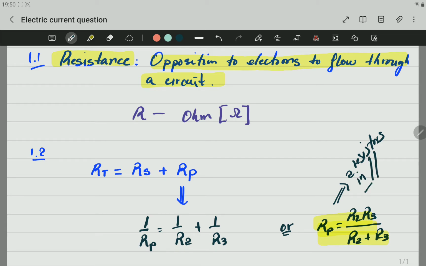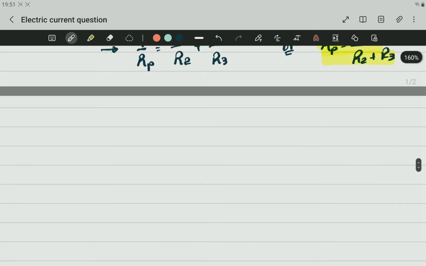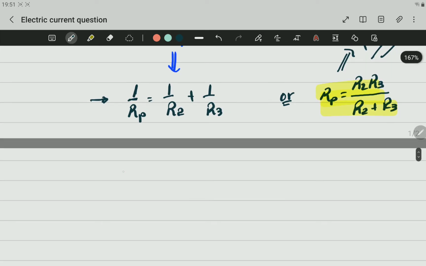I'm going to write parallel like in mathematics. So the second one can only be used for 2 resistors in parallel, while the first one you can use for as many as you want. So that is the first one. We're going to substitute in both of them. We're going to add a page here, and we're going to substitute in both of them.